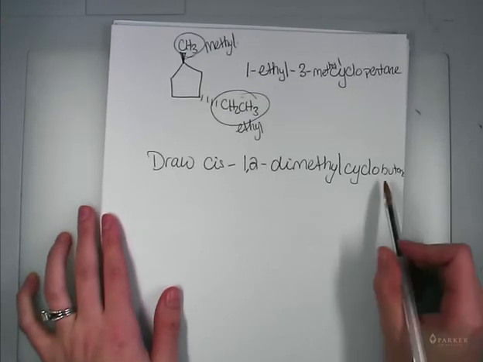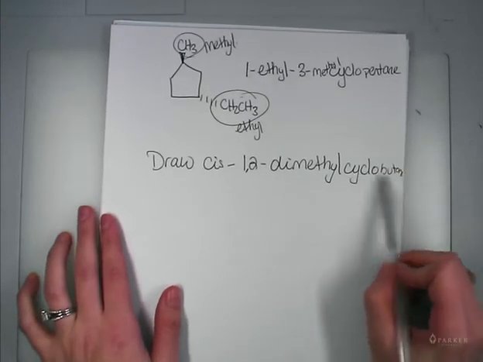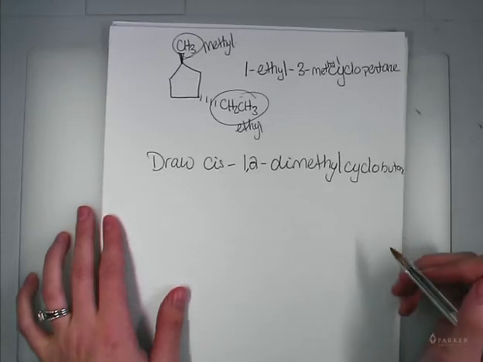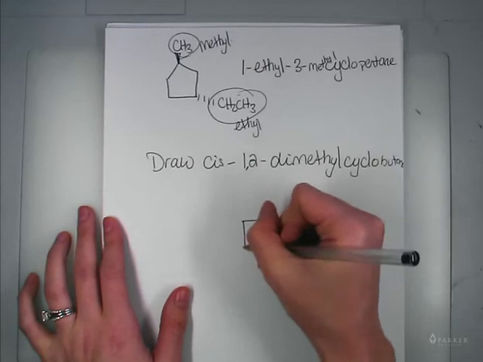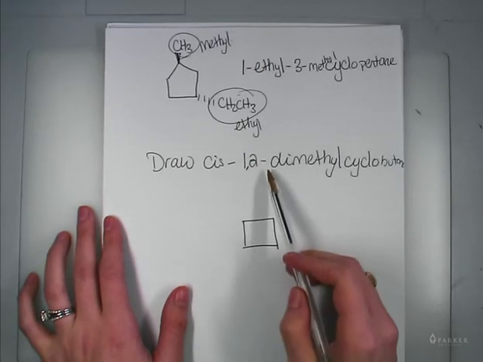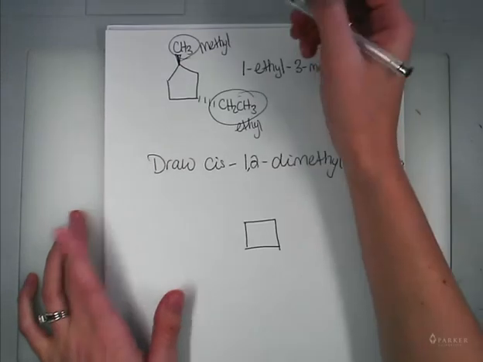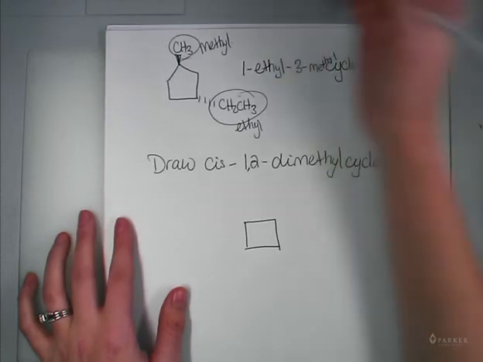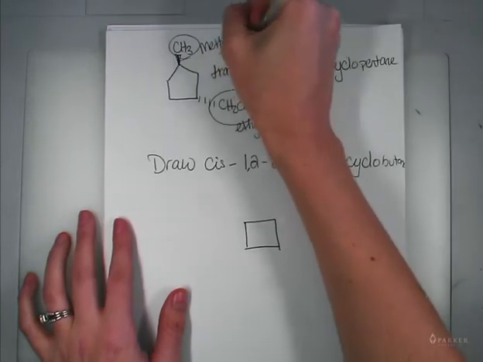Okay, let's look at the bottom one. I was cut off here, but what is that? Cyclobutane, which is how many carbons? 4. Oh, yeah, sorry. So this is cis or trans? Trans.